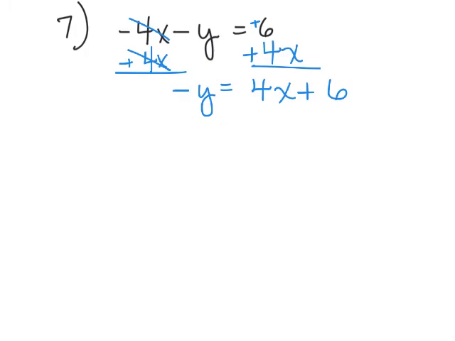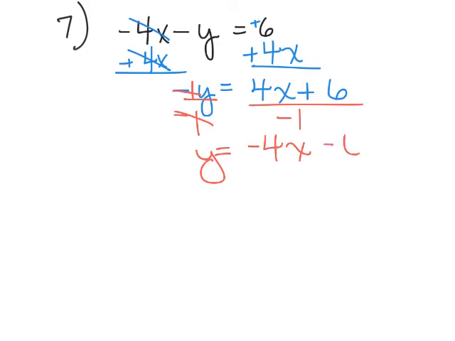And I still need the y to be completely isolated. So I have a negative in front of y. That indicates we have a coefficient negative 1 y. So I need to divide by negative 1 on both sides. And that will give me 4 divided by negative 1 is negative 4x. 6 divided by negative 1 is negative 6. Here is my equation, y equals negative 4x minus 6 in slope-intercept form.